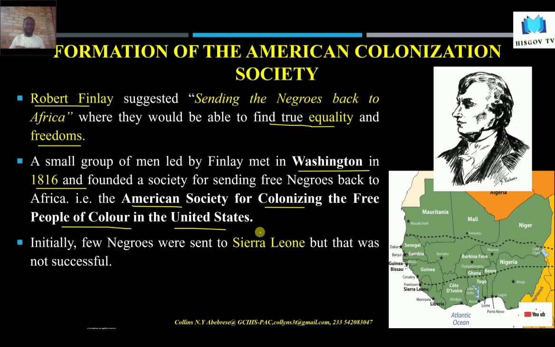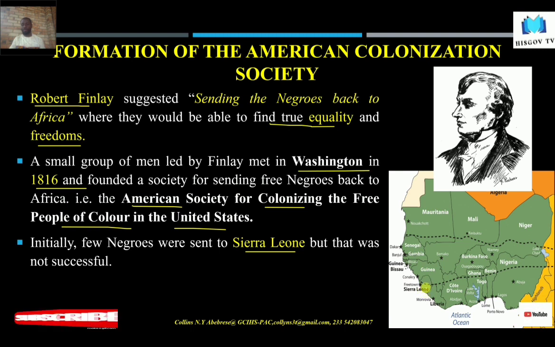Now, what happened was initially Robert Finley and the other men who championed this idea sent some of these free Negroes to Sierra Leone, all right? And Sierra Leone, if you look at the map here, look at the map on your right-hand side, you see, so this is Liberia. This area is what we call Liberia, all right? And then this small area here is what we call Sierra Leone.